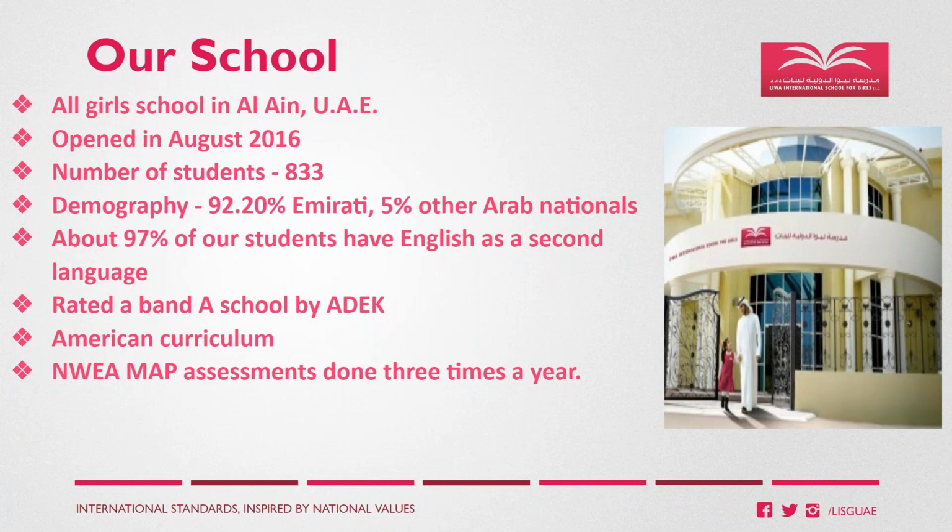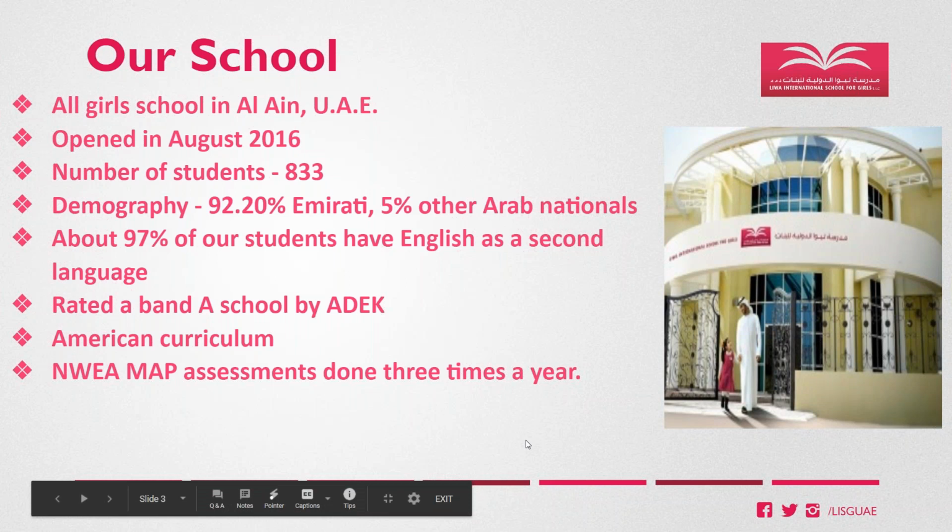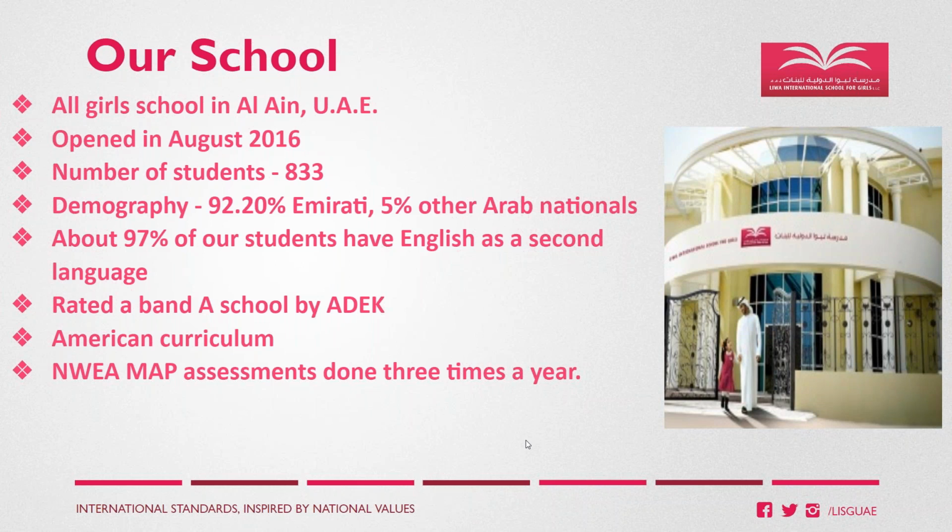All right, so a little bit about our school to start off with. We are a school just outside of Al Ain in the UAE, about an hour's drive from both Abu Dhabi and Dubai. We're quite a new school. We opened in 2016. We have a very good reputation in the local community. We're part of Liwa Education, which is a group of schools. At the moment, we have around 833 girls on roll. Our cohort is mainly the local community, so we have 92% Emirati, and the others are Arabic speakers. Around 97% of our students have English as a second language.